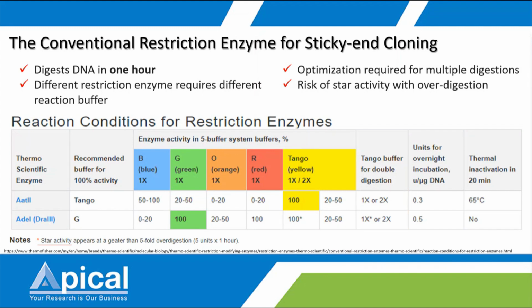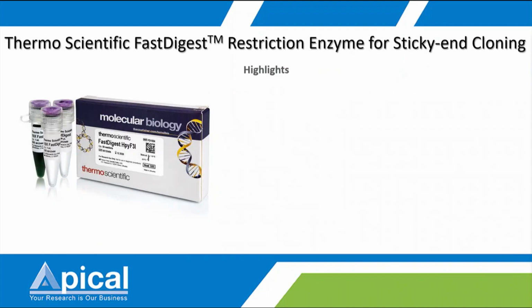So to avoid all this, you can also use Thermo Scientific FastDigest restriction enzyme. They can help you to overcome all the problems created by conventional RE, because the FastDigest RE can complete the digestion in just 5 to 15 minutes. So it's very fast. You just need to wait for 5 to 15 minutes, then you can continue to your next step.